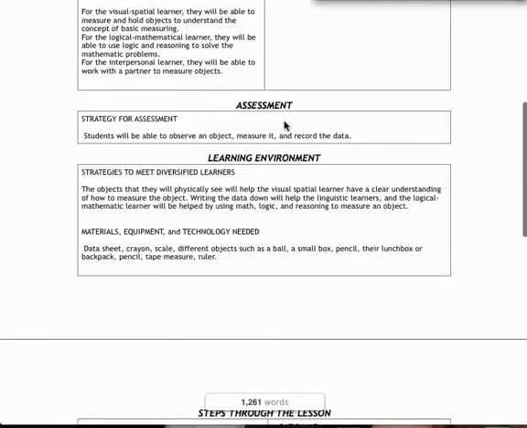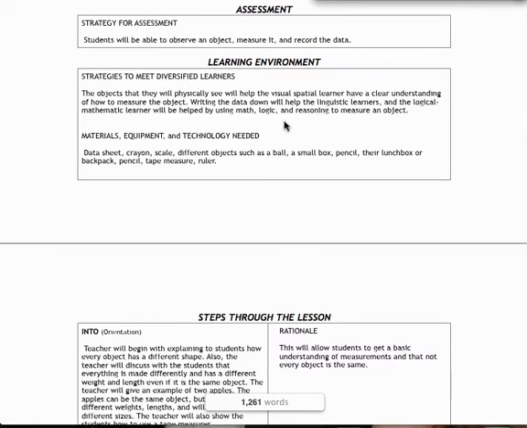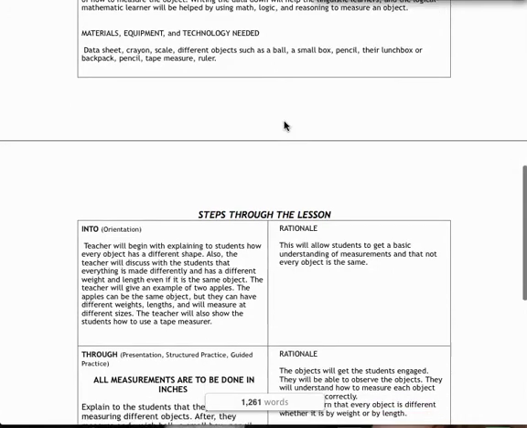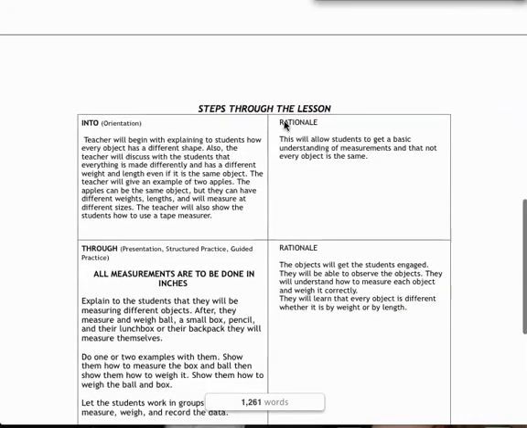The materials needed for this lesson are a data sheet, a crayon, a scale, different objects in different sizes such as a ball, small box, pencil. They could use their lunchbox or their backpack, a tape measure, and a ruler. They will also be measuring their own body parts such as their arms and their feet, and then they'll weigh themselves on a scale that I have provided.